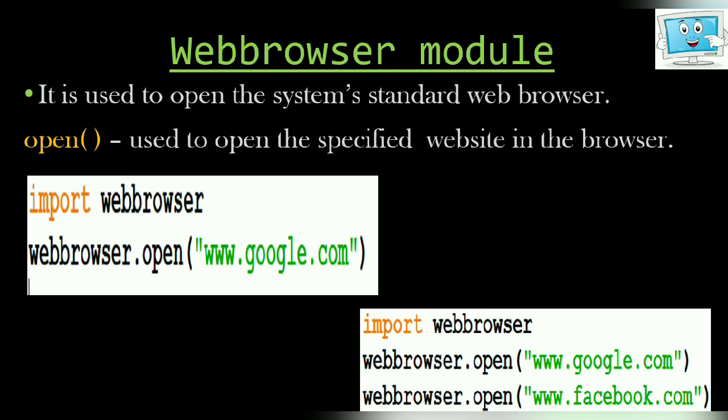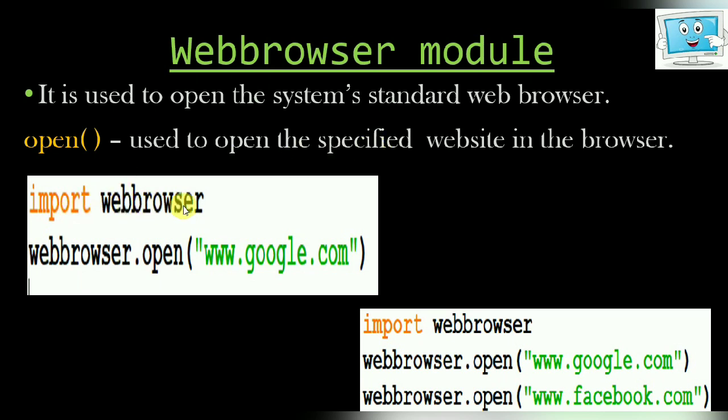As the name suggests, the web browser module is used to open the system's standard web browser. That is, by default, whichever web browser gets open in our computer, it is used to open that web browser, and for that the function used is open. This function is used to open the specified website in the browser. How we are going to use it?